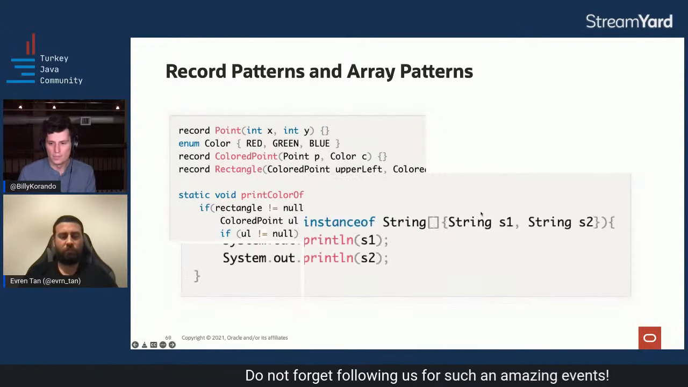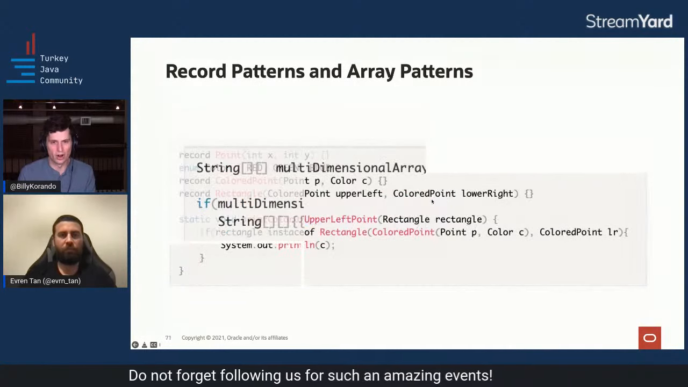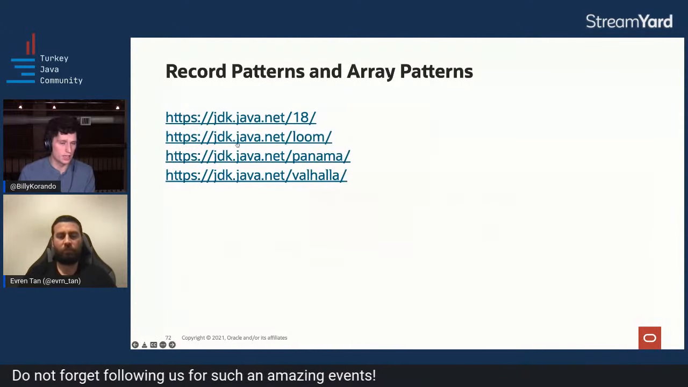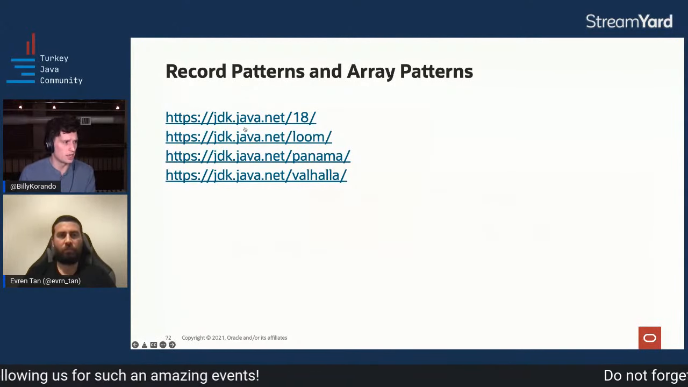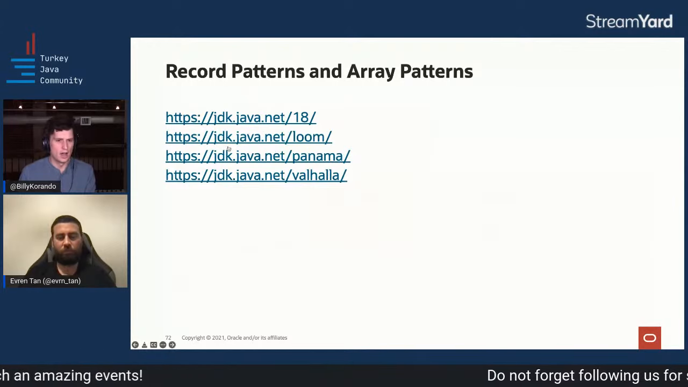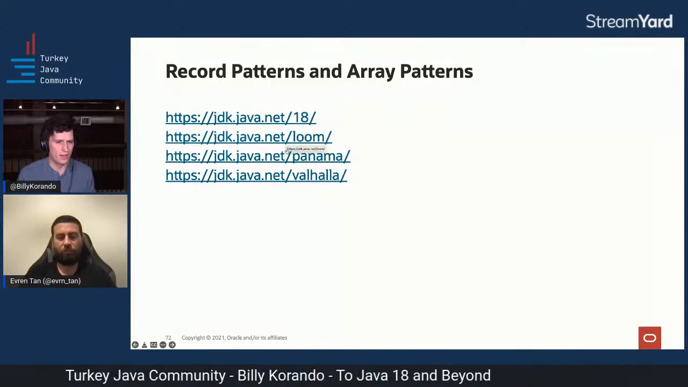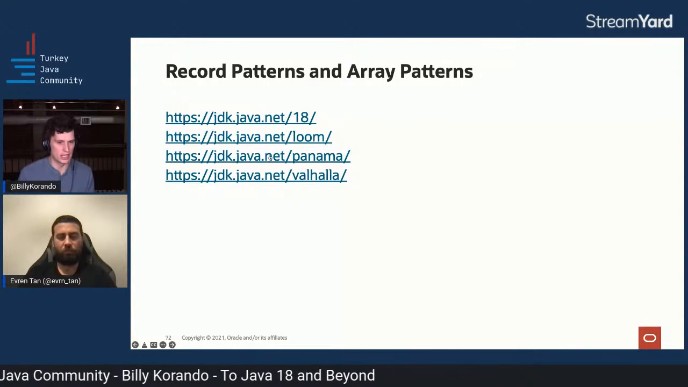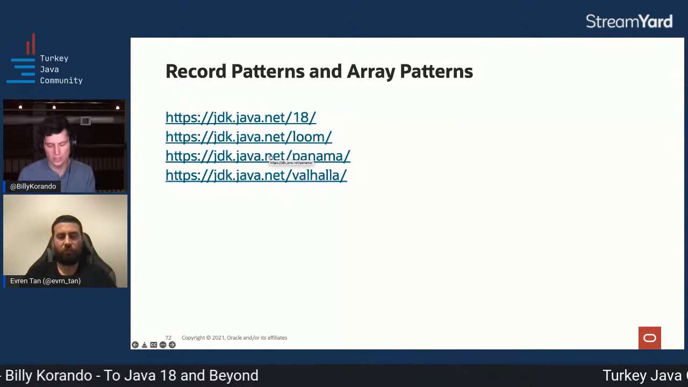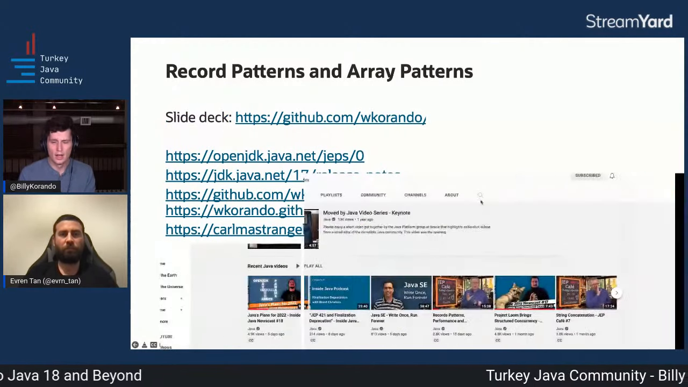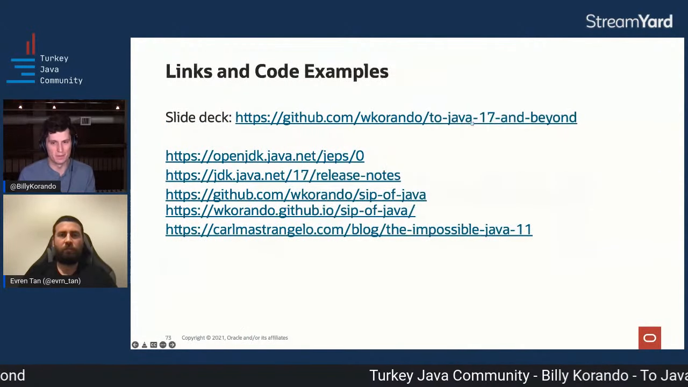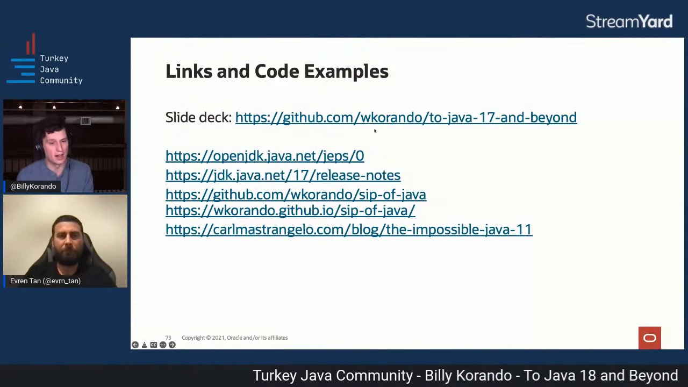So certain times I won't be able to get through it all, but you can also get early access builds here at jdk.java.net/18. Also, we have these other projects like Loom, Panama, and Valhalla, where you can get early access builds to see how they may work with your applications. Actually, I need to update this link, but that'll be to Java 18 and beyond.